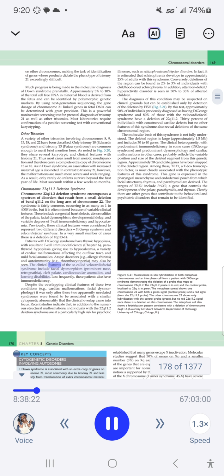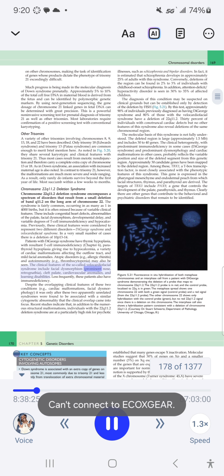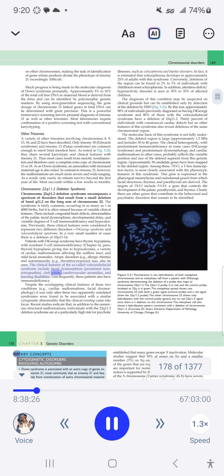The clinical features of the so-called velocardiofacial syndrome include facial dysmorphism, prominent nose, retrognathia, cleft palate, cardiovascular anomalies, and learning disabilities. Less frequently, these patients also have immunodeficiency. Despite the overlapping clinical features of these two conditions, e.g., cardiac malformations, facial dysmorphology, it was only after these two apparently unrelated syndromes were found to be associated with a similar cytogenetic abnormality that the clinical overlap came into focus.